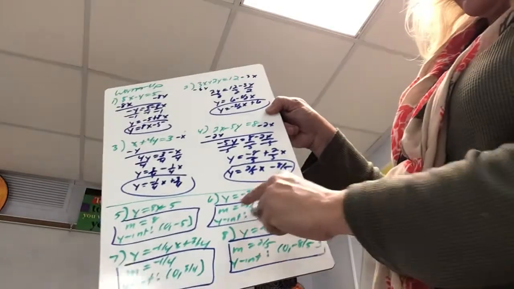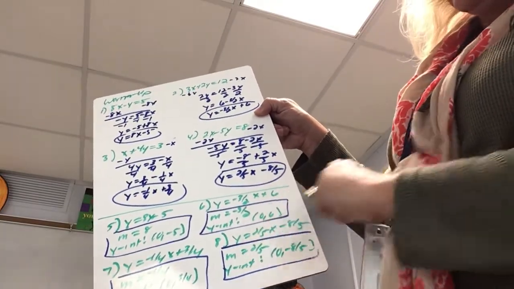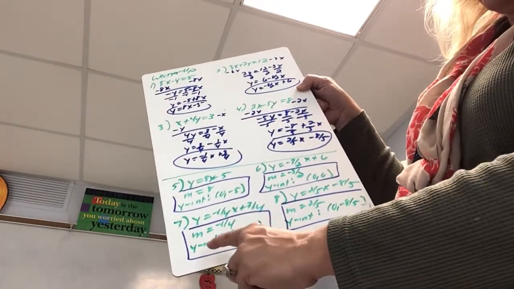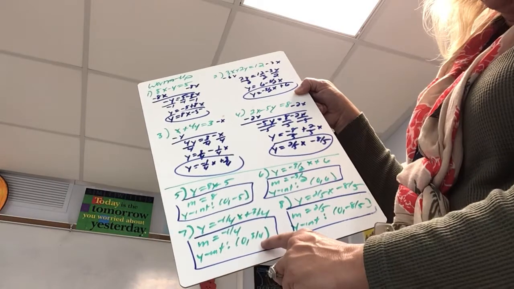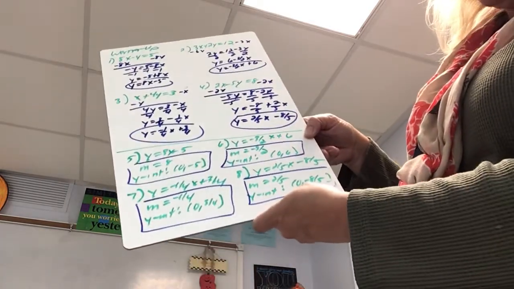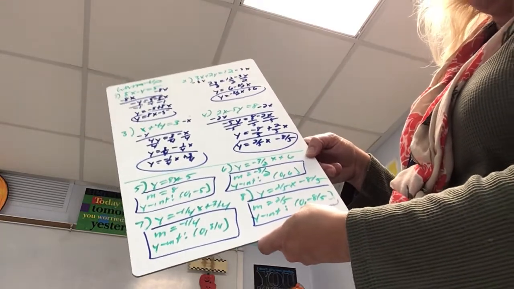Number 6, the slope is negative 3 halves. The y-intercept, or b, is 0, 6. Number 7, the slope is negative 1/4. The y-intercept is 0, 3/4, or b equals 3/4. And number 8, the slope is 2/5, and the y-intercept is 0, negative 8/5.